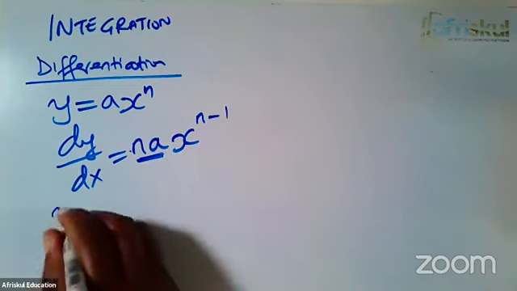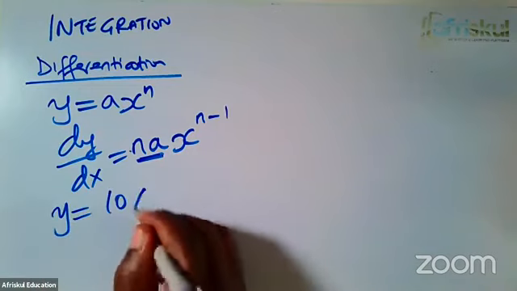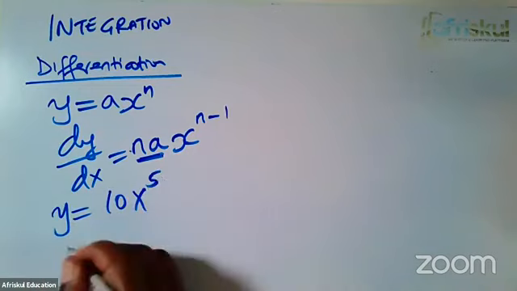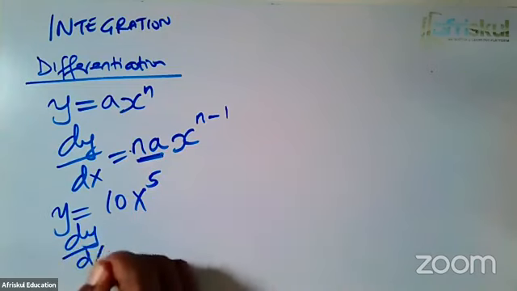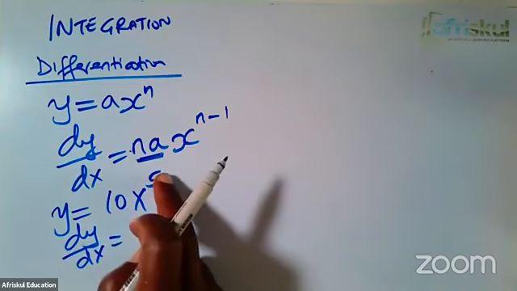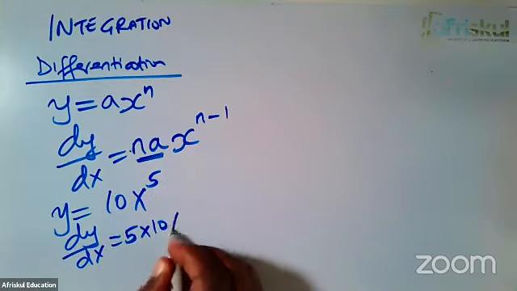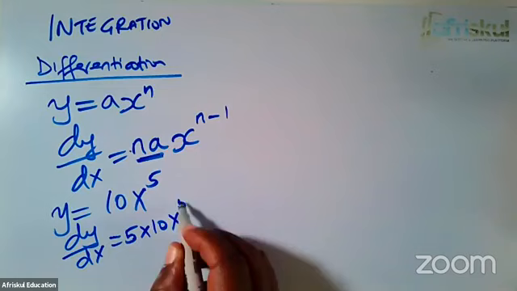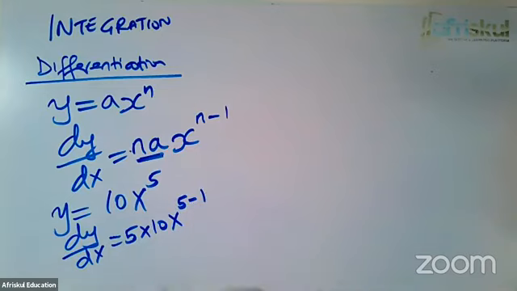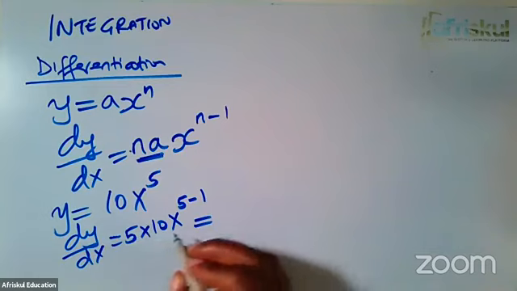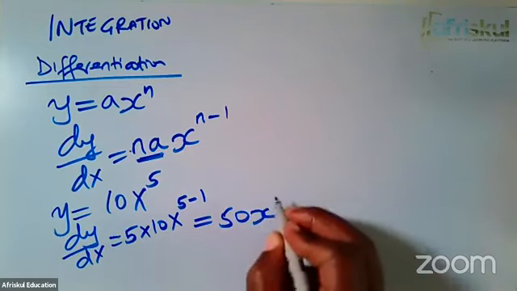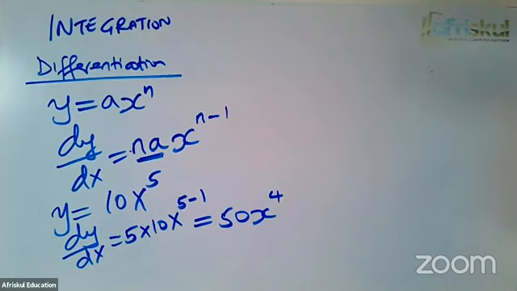So if, for example, you are given y equals 10x raised to power 5, and they want you to differentiate dy over dx, you apply the rule always. So this 5 comes down, giving us 5 times 10, x raised to 5 minus 1. So at the end of the day, we will end up having 5 times 10 is 50, x raised to power 4. 50x raised to power 4.